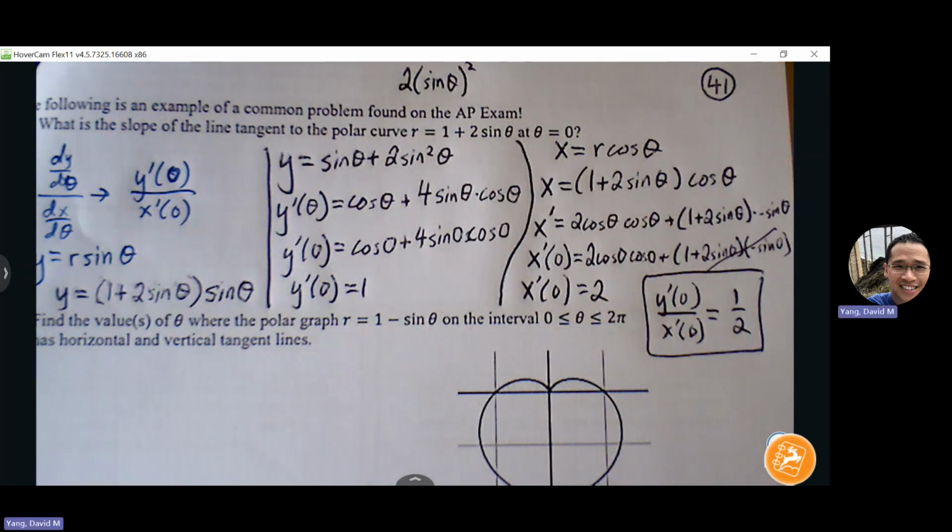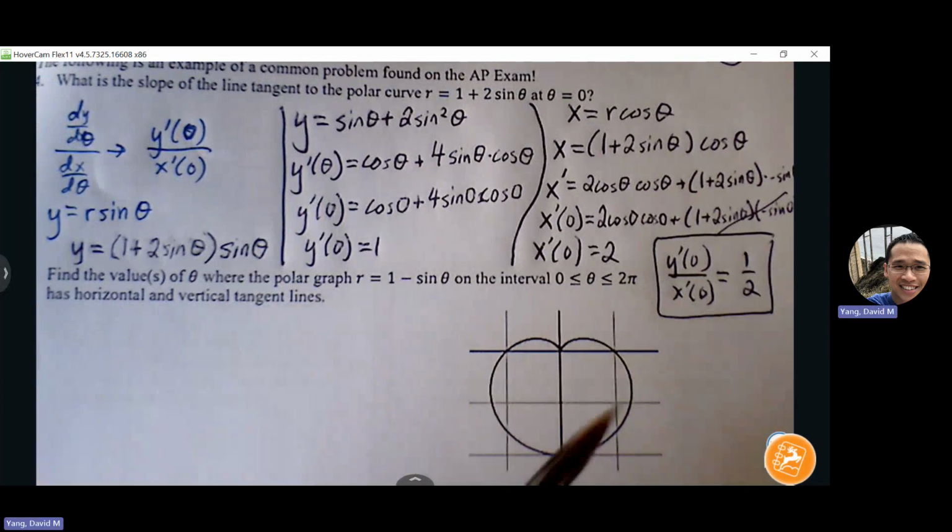Okay, let's move into something new here, number 5. New problem. So number 5 says, find the value of theta where the polar graph r equals 1 minus sine theta. You can tell that this is the graph here.